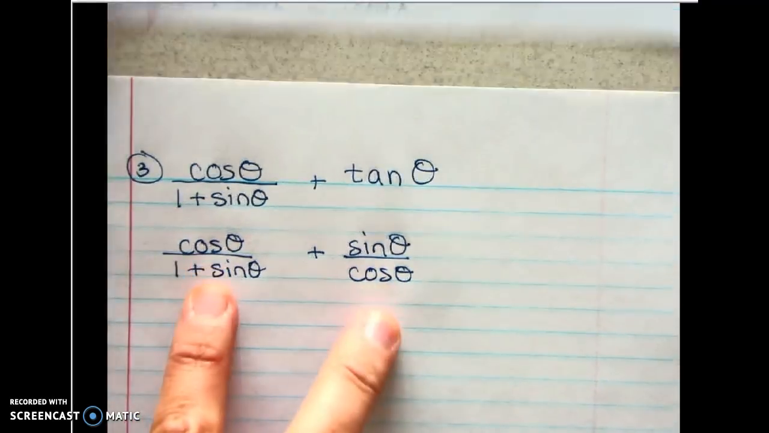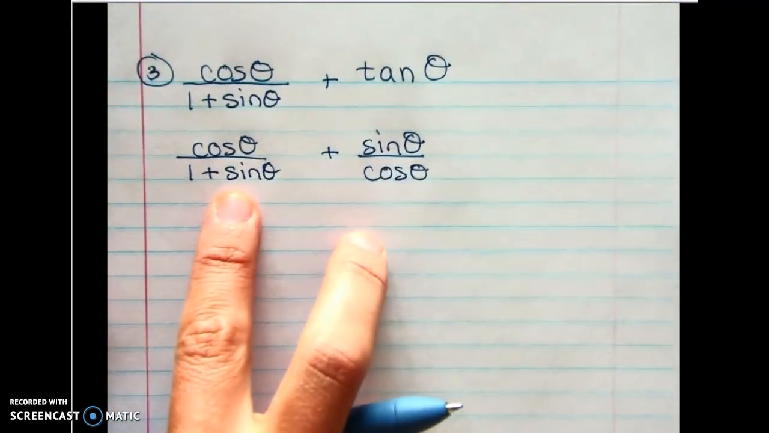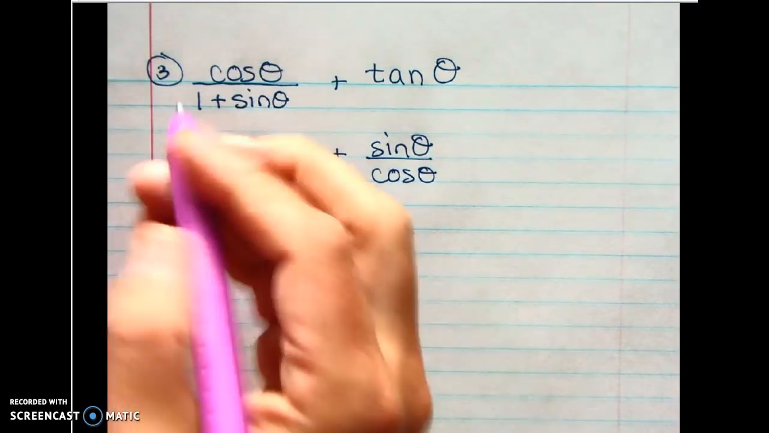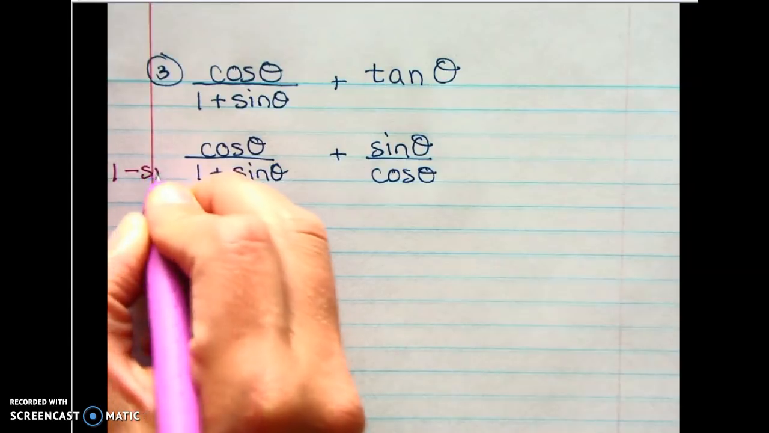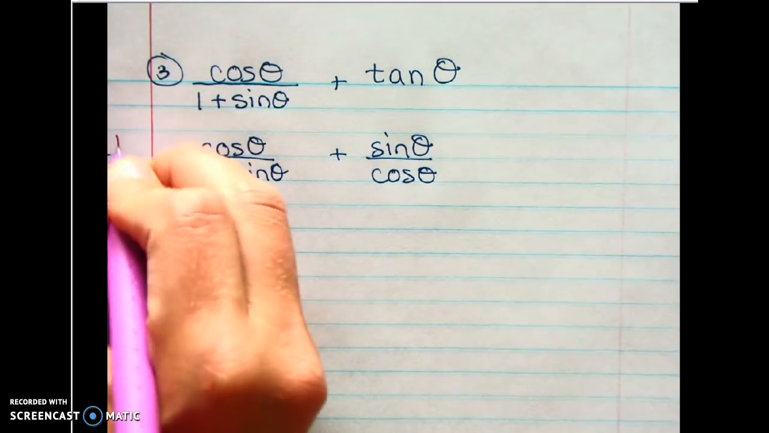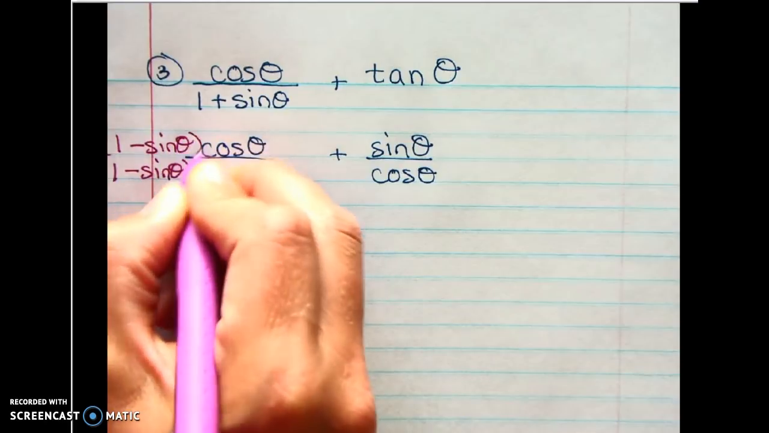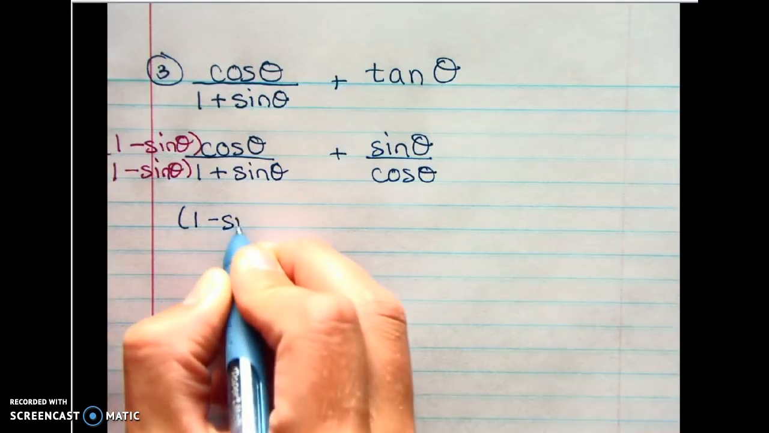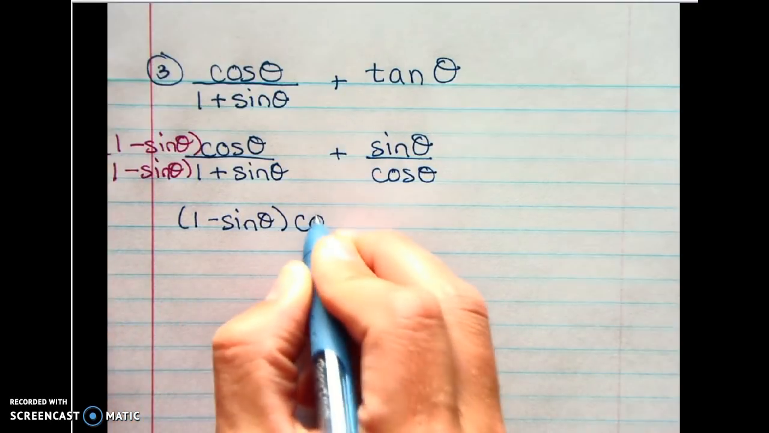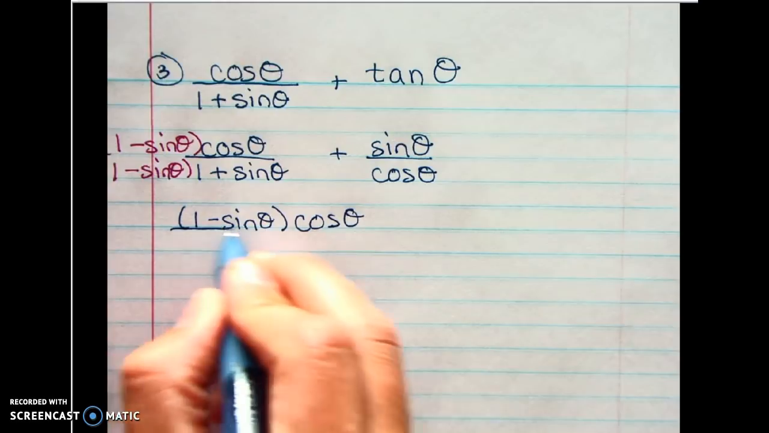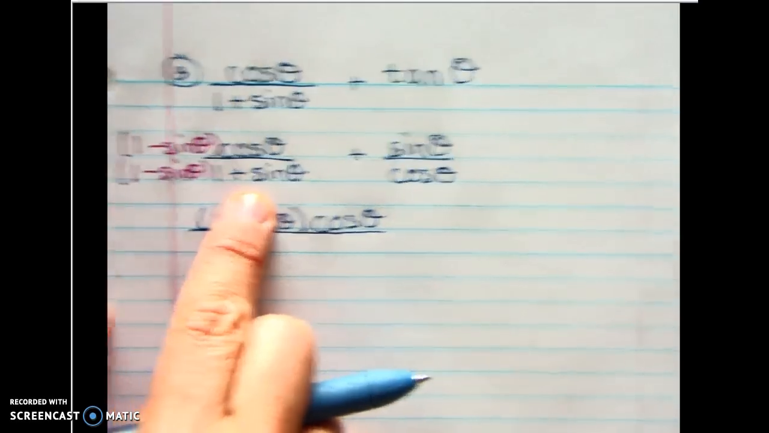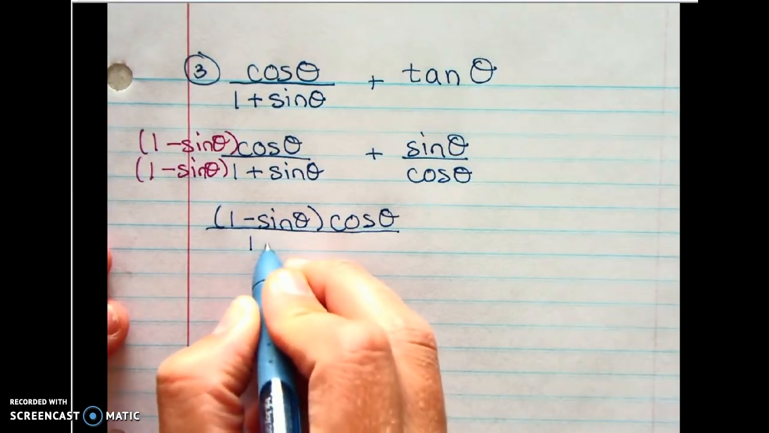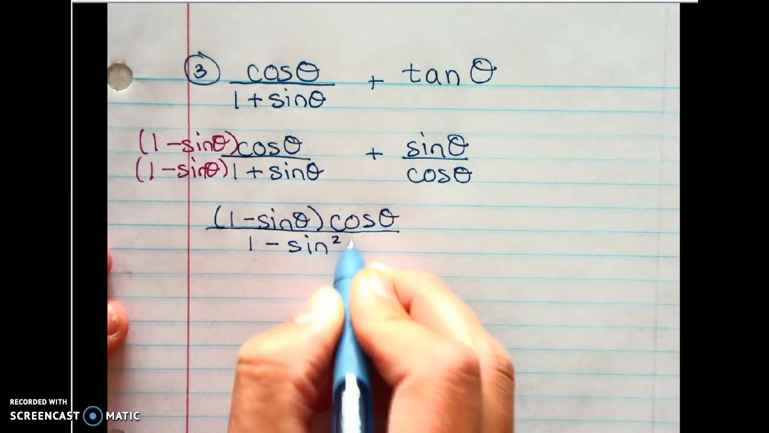I don't want to get a common denominator right now because I know that this is 1 plus sine. And if I multiply this by 1 minus sine, I'm going to get something awesome. So let's try this. Okay. So this numerator here, I'm going to leave it factored. 1 minus sine theta times cosine theta. Now, I'm going to multiply it by the conjugate here. And the conjugate, if you were to FOIL that out, it would be 1 minus sine squared.